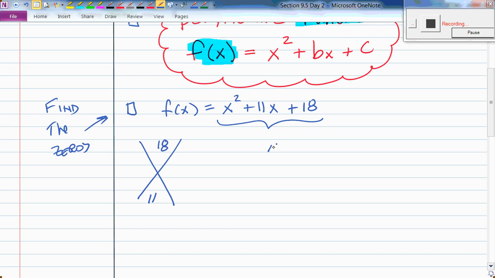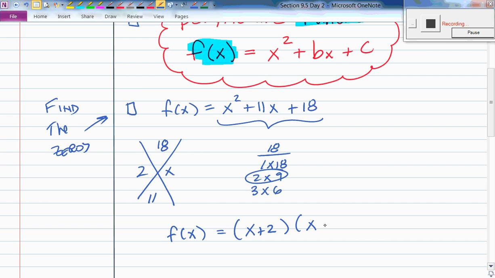Let's say 18. What two numbers multiply to 18? 1 and 18, 2 and 9, 3 and 6. Which one do you think it is? 3 and 6. Is 3 plus 6 11? No. 9 and 2. There you go. 2 and 9. So we're going to factor this, right? So f of x is now equal to x plus 2 times x plus 9.